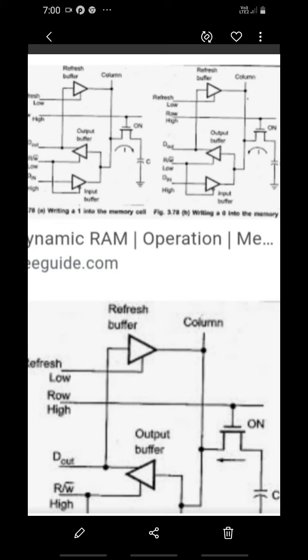Next, to write a 0 into the cell, a low is applied to the input line. The capacitor remains uncharged, or if it is storing a 1, it is discharged, as shown in the above figure.